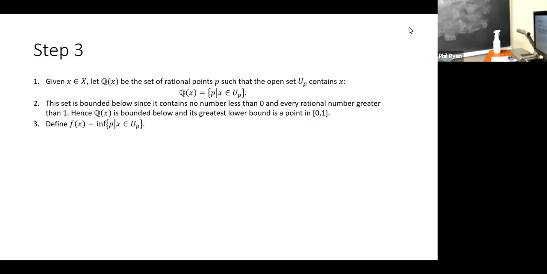Okay. So because of this, we've got a set which is bounded below and whose greatest lower bound is a point in [0, 1]. So that's our function. We're just going to define f(x) to be the inf of the p's such that x is in U(p).